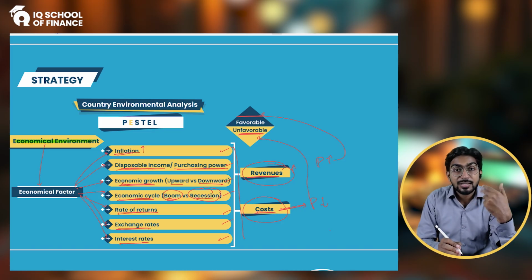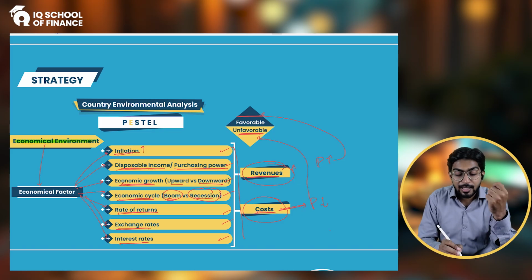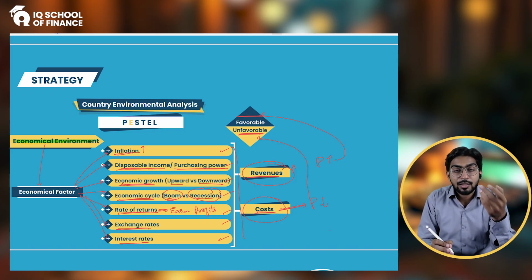The rate of returns, obviously, the rate of returns. If the rate of returns are high, that means that you can earn more profit from your investment. So that is another thing. And also, if the rate of returns from the bank investment or any other thing is very low, that means that the people are not going to put their money into the bank accounts or the saving accounts, right? They're going to invest into the business. And if they are investing this money into the business, that means you are going to get the finance, you are going to get the capital very easily, right? So that is how the economic factors are going to impact your business.